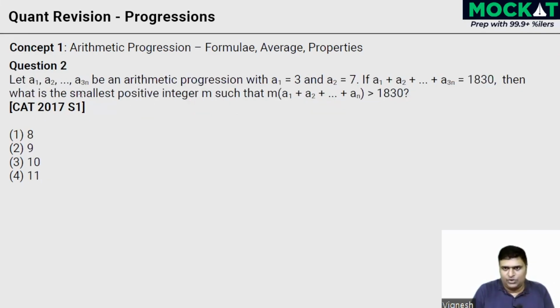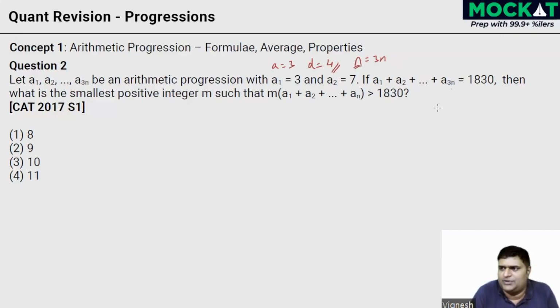Let A1, A2 and so on till A3n be an arithmetic progression with A1 equals 3, that's the first term, A2 equals 7, common difference I know. So A equals 3, common difference 7 minus 3 is coming to 4. I don't know the number of terms. For now, this 3n is too much for me. Let me just use n. Later, I will divide it by 3. I'm used to using n, so let me just take it as n. Right now I'm going to use n.